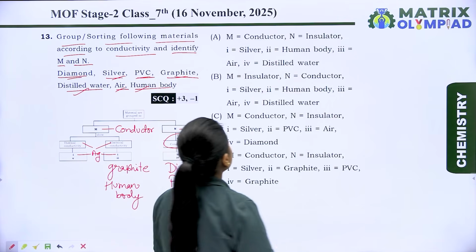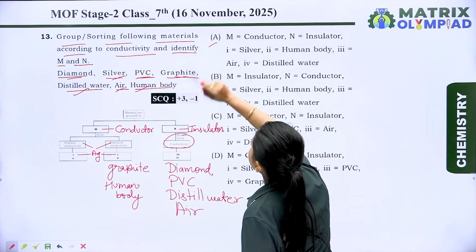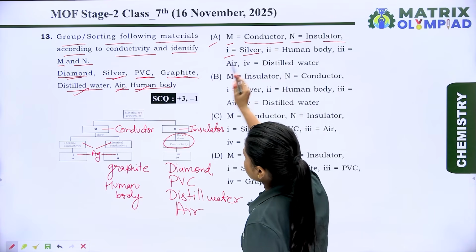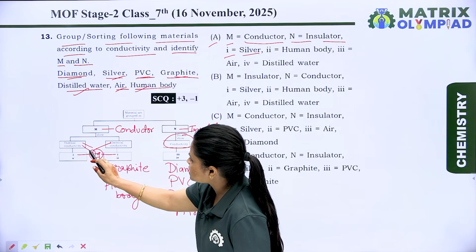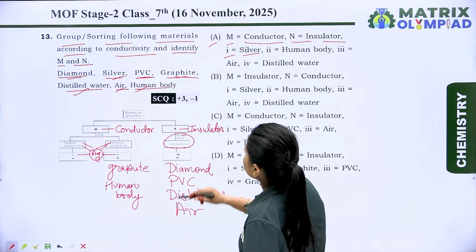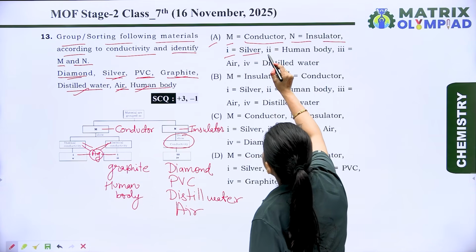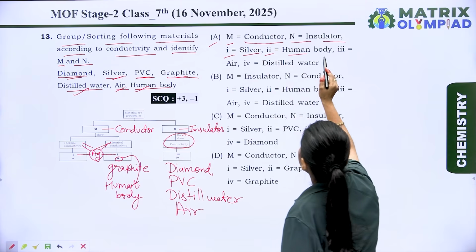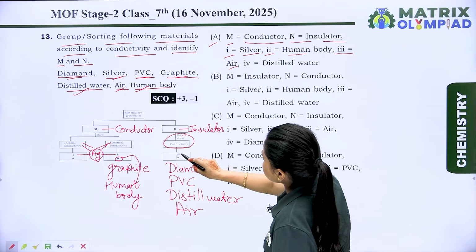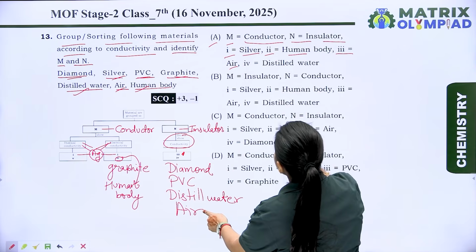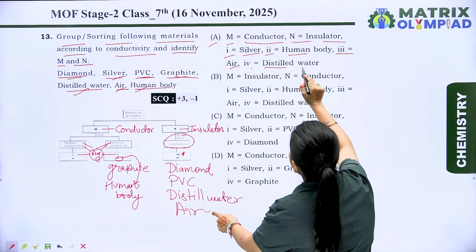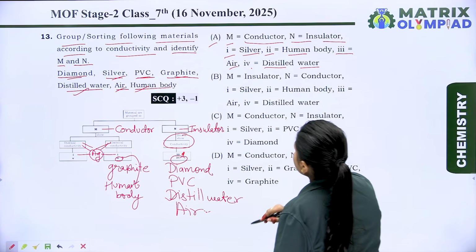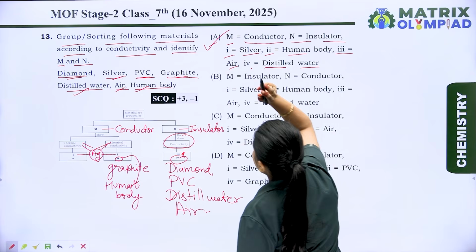Now the options. Option A, M conductor, N insulator. First is silver. Yes, silver is taken as thermal and electrical conductor, so first can be taken silver. Second, human body. Yes, second can be taken human body. Third, air. Yes, air is taken here. Fourth, distilled water. Yes, distilled water is again taken as fourth. So the correct option may be A.